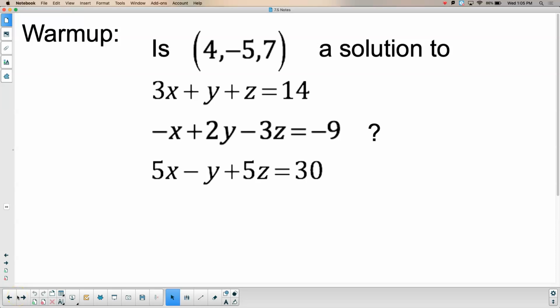Good warm-up problem for you today. So let's warm it up. Get our three systems, three equations, three unknowns, brains thinking.